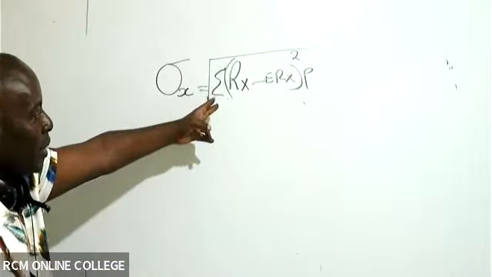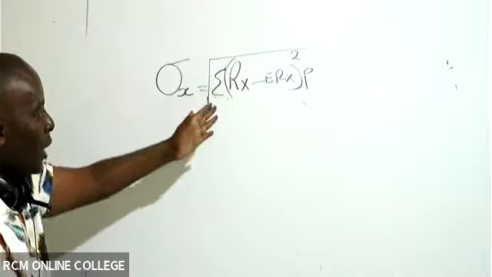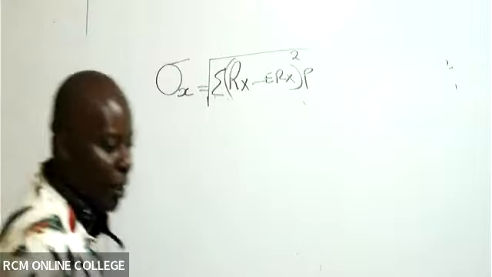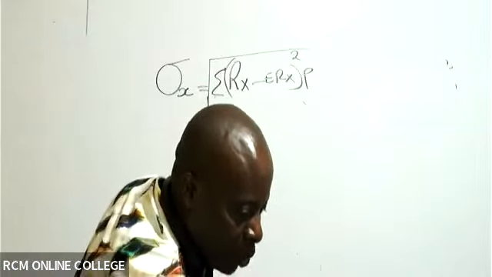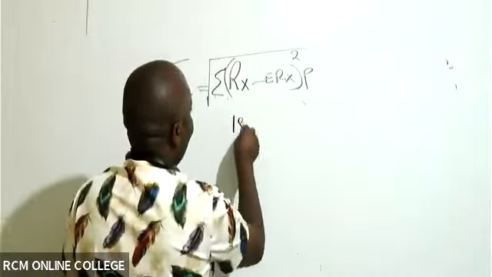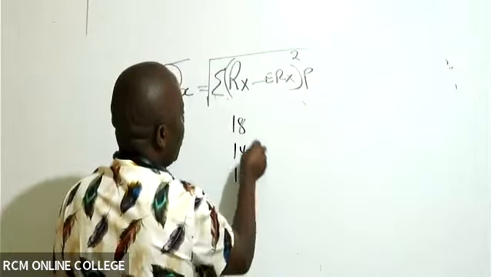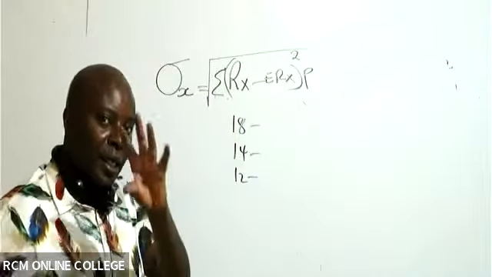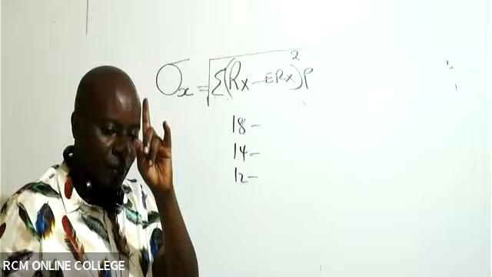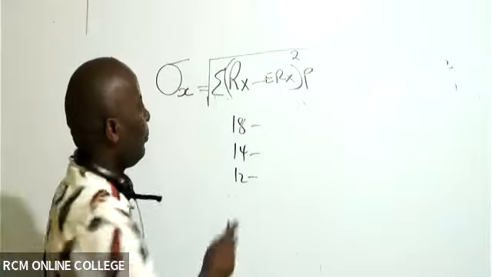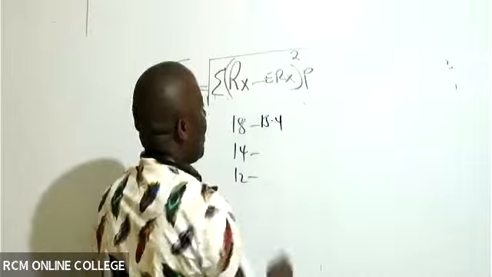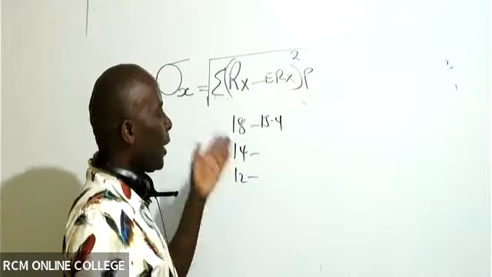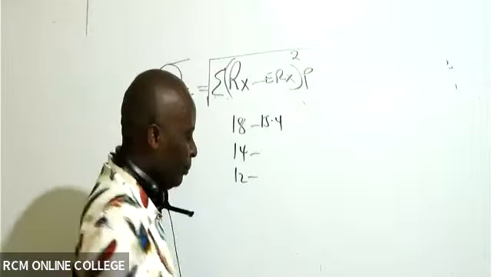So populate this. Population means you start with actual returns, the ones in the past papers: 18, 14, and 12. Those are the actual returns. Expected returns, we found in part 1 of the question. It was 15.4. Expected return will not keep on fluctuating; regardless of the state of the economy, expected return will always remain the same.